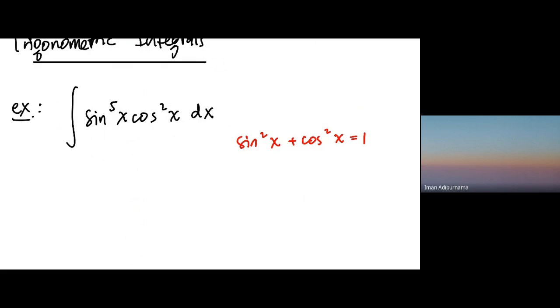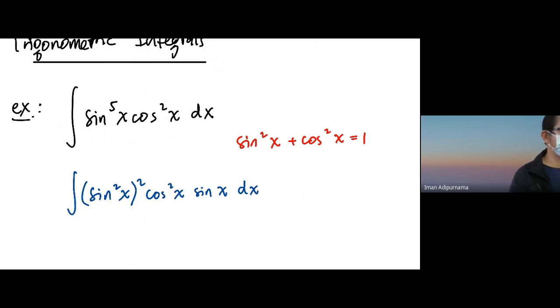So if you look at this 5, to get to this 2, we need to separate 1 sine x so that this is sine 4. Sine 4, we can write as sine squared and then squared, right? Okay. Now from there, we can exchange this into sine squared x and then squared. And then let me just write the cos squared x and then the sine x. So we separate it like this.